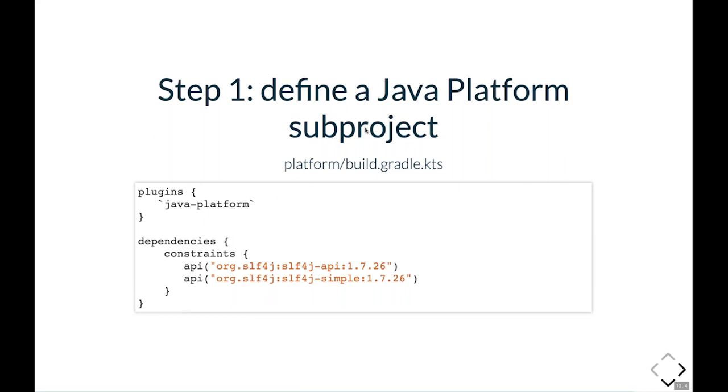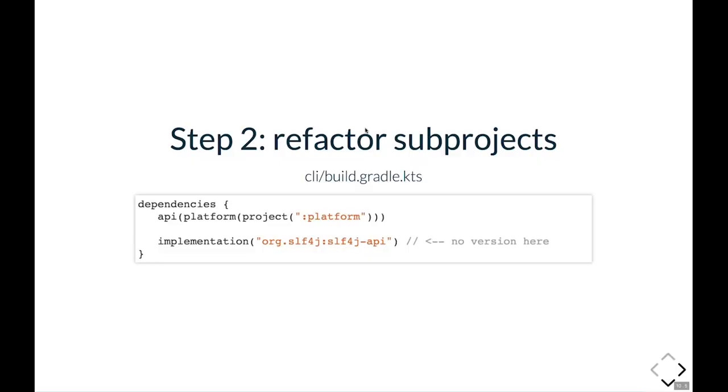So the first step, if I want to make my project setup better, is to introduce a new sub-project, which is going to be my platform project. I'm applying the Java platform plugin, and there the only thing I'm going to do is define some constraints. That's all I have to do. I'm just going to say, if you see SLF4J API, it's going to use 1.7.26. And we're done. I've defined the platform.